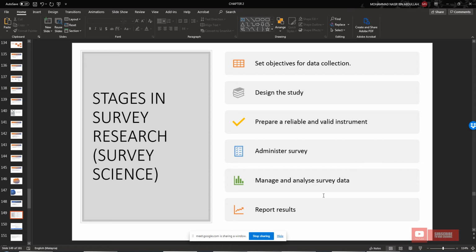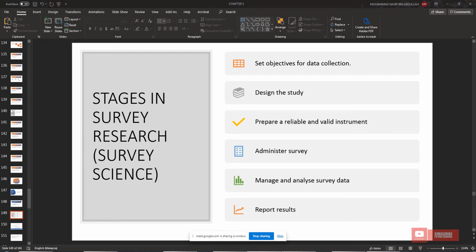Then I need to design a study, whether I want to do a cross-sectional study or prospective design, retrospective design, longitudinal design, or cohort design. So I need to decide which research design is suitable to my survey research, right?